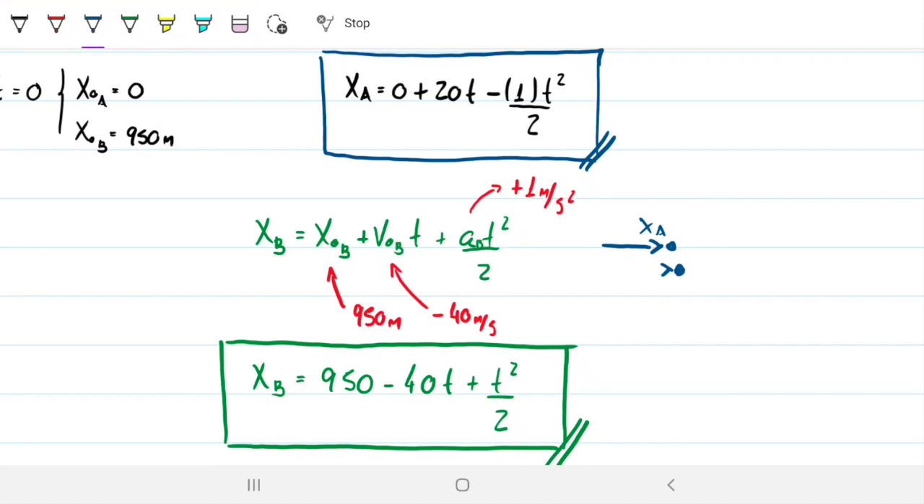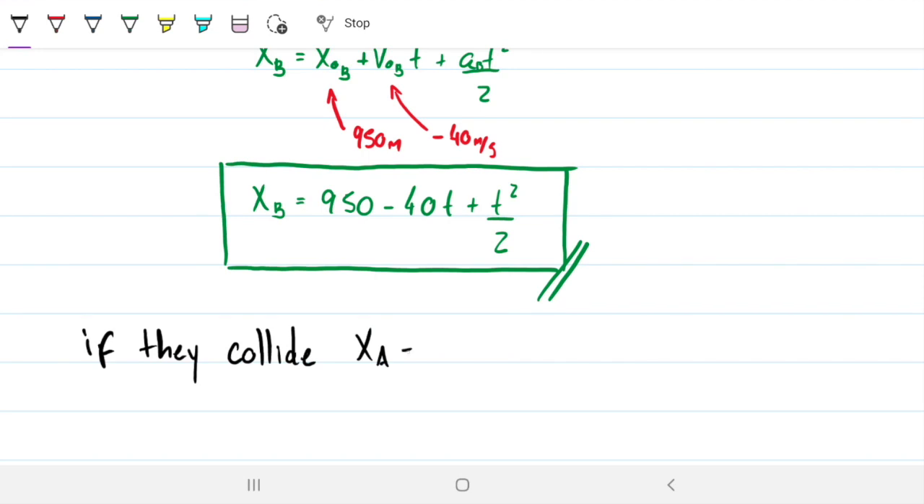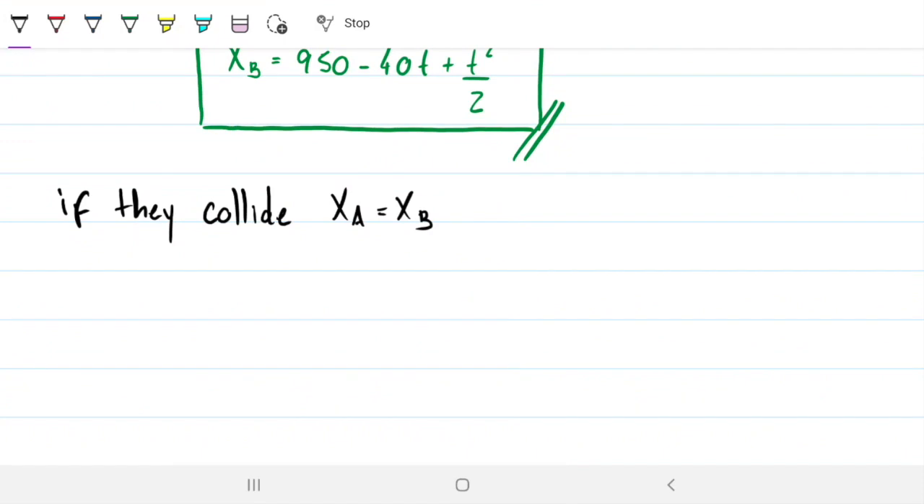So if they collide, xa equals xb. Right, so we can make the two things equal. So what would that look like? Well, that would look like just two things equal, right?